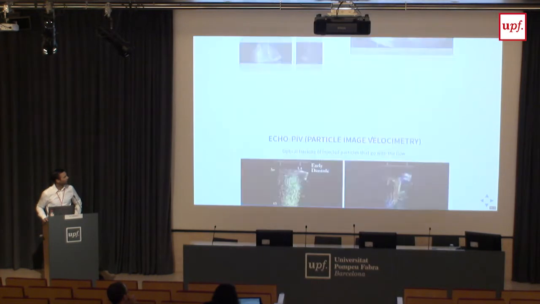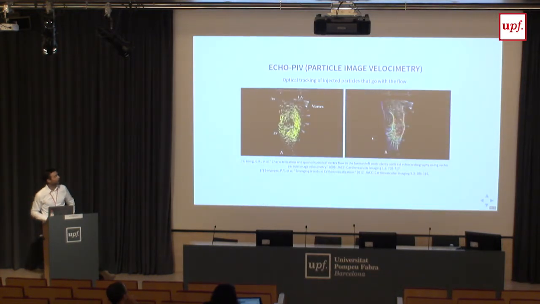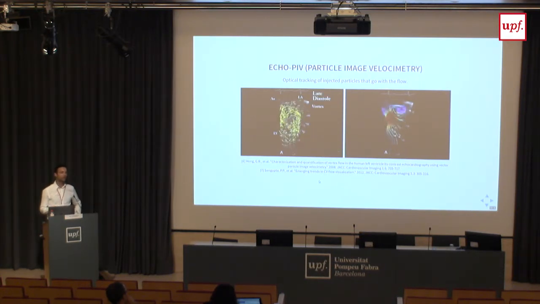So this is in 2D. Well, and then last is the famous echo PIV. So this essentially is just injecting some tracers, some particles, which are normally microbubbles, into the bloodstream. And then these bubbles will be shiny, and we will be able to distinguish them in a 2D image, and then we can track them.